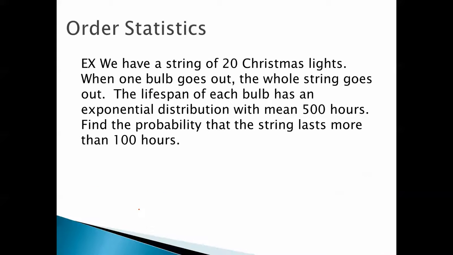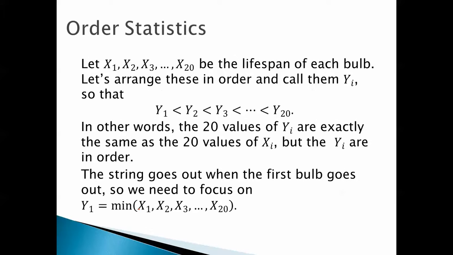Let's look at order statistics. We have a string of 20 Christmas lights. When one bulb goes out, the whole string goes out. The lifespan of each bulb has an exponential distribution with mean 500 hours. Find the probability that the string lasts more than 100 hours.